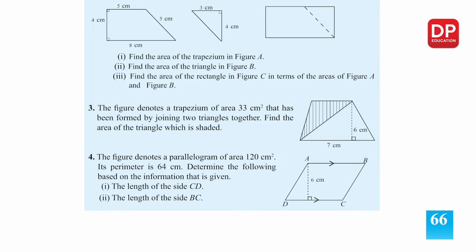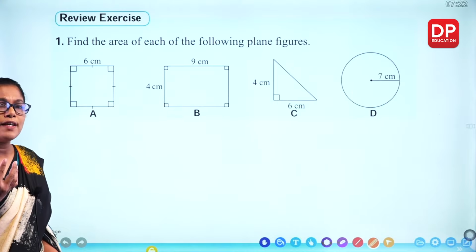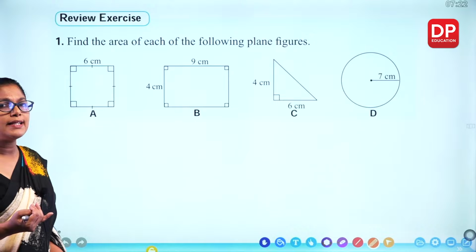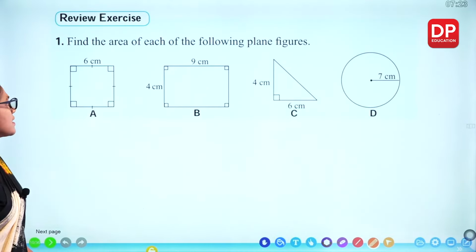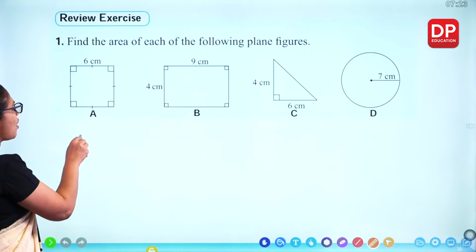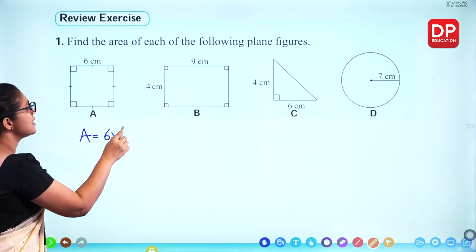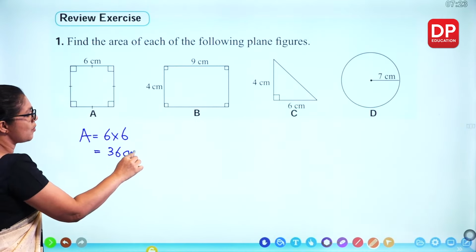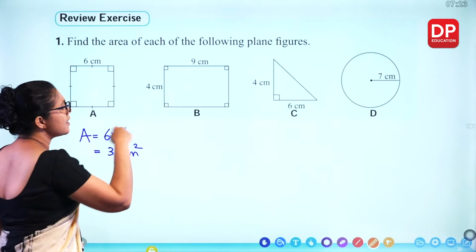Now we'll look at the review exercise in your textbook. So what are the shapes we did? We found out the area of a square, parallelogram, rectangle, triangle and a circle. Now we'll try to use these formulae in these questions. What's the first shape? That's a square. So what's the area of this square? We know the length is 6. Straight away 6 times 6. 6 times 6, 36. What's the unit? Square centimeters.